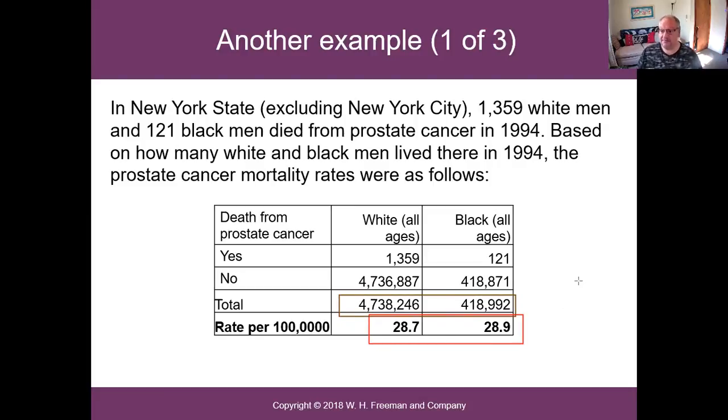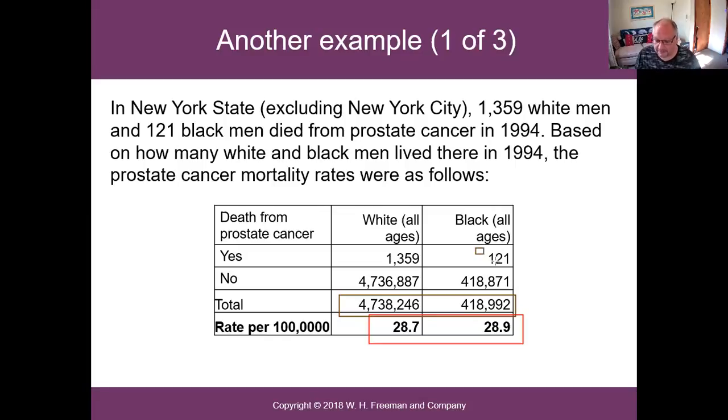there are just as many white men as there are black men who died from prostate cancer. Look, 28.7% of white men died, and 28.9% of the black men died. They're the same number, not the same number. And the reason why it's not the same number is because there are significantly fewer black men than there are white men that had prostate cancer in the study.